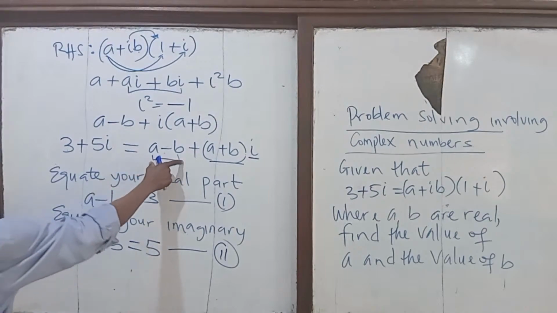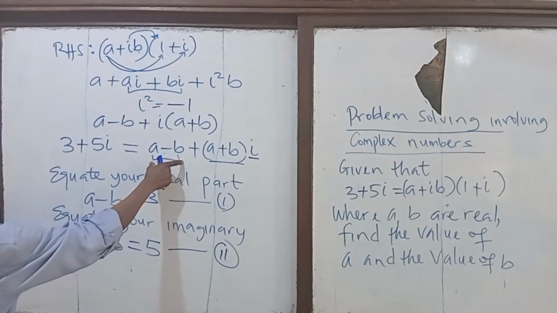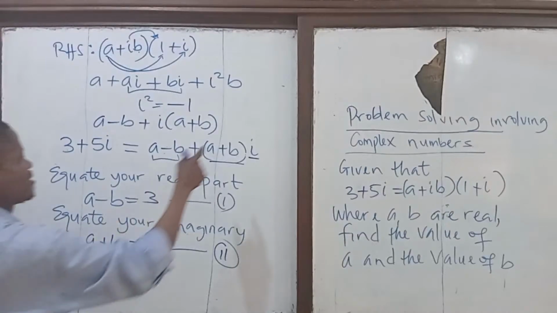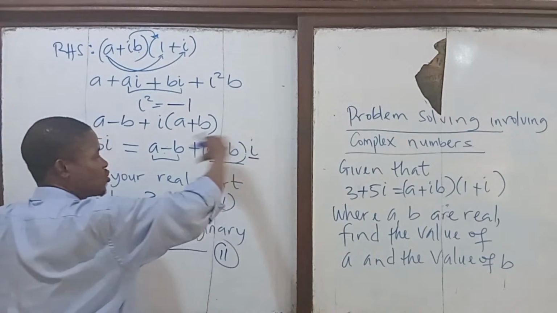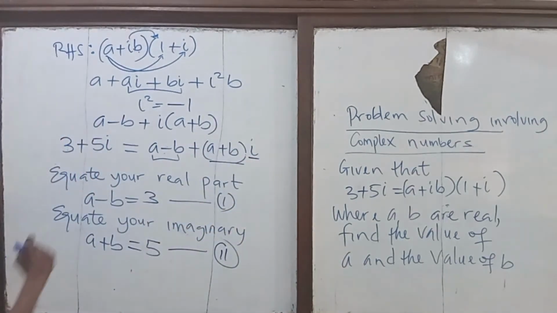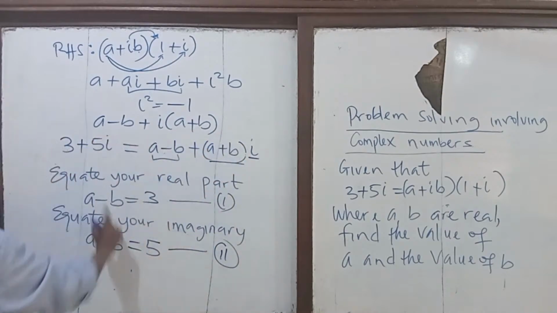The real part is a minus b on this side. The real part also here is what? 3. That is, equate the real part. The imaginary part, that's the attachment to your i, equate that on the two sides of the equation. And that will be a plus b equal to what? Equal to 5. So that's what we have gotten in this case.